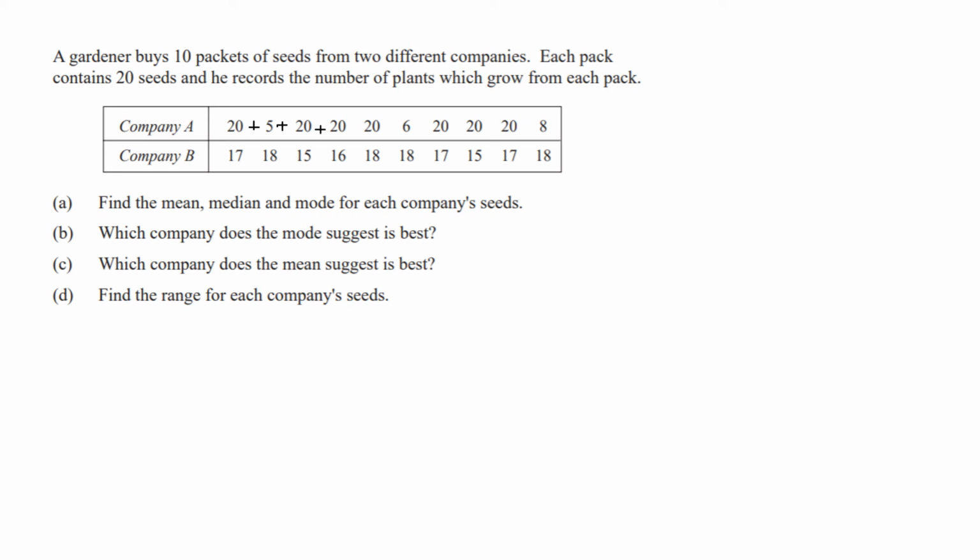What we're going to do is add all of the number of plants that he's grown together for company A, and then we're going to do exactly the same thing, add them all together for company B. So the total for company A is 159 plants, and the total for company B is 169 plants. So let's work out the means.